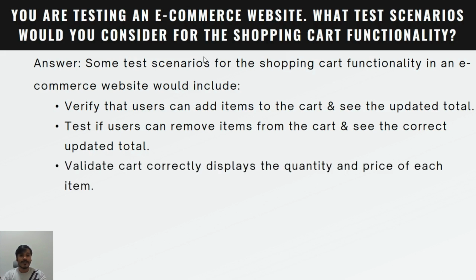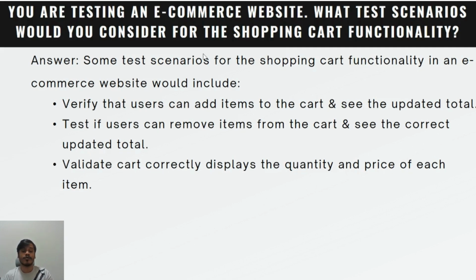Validate cart correctly displays the quantity and price of each item. Like I want to buy 3 pairs of shoes of one particular brand. So that particular item, if it is 200, then for 3 pieces it should be 600. So we need to validate this kind of scenario.